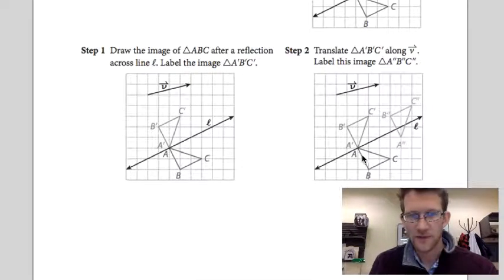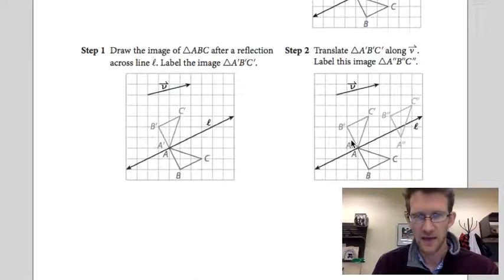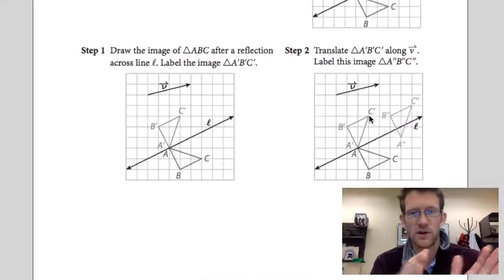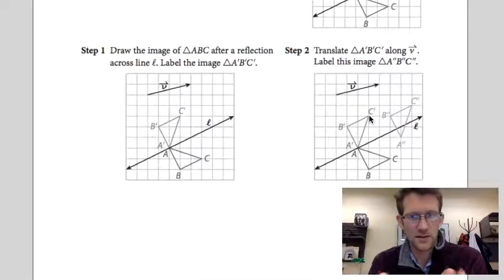Note here, after our pre-image, which just has letters for points, we have A prime, B prime, and C prime. When we transform that image to a second image, we're going to add another prime mark. So you'd call that B double prime or C double prime, A double prime. So just remember those little tick marks there.